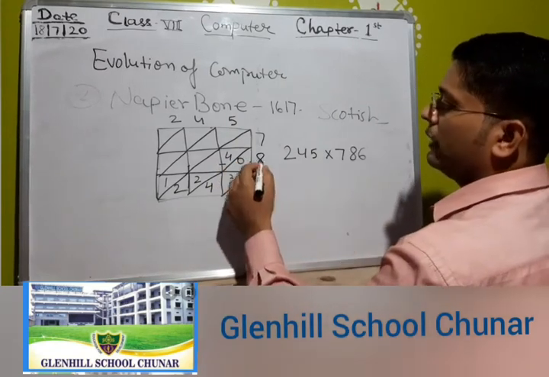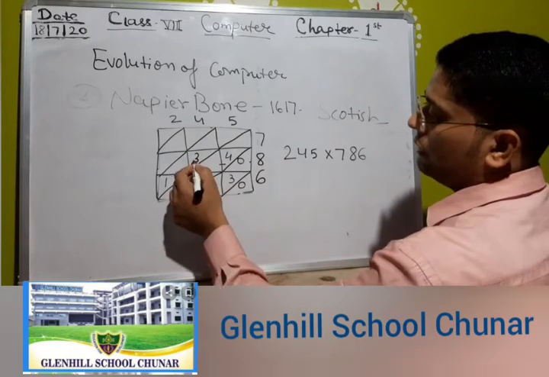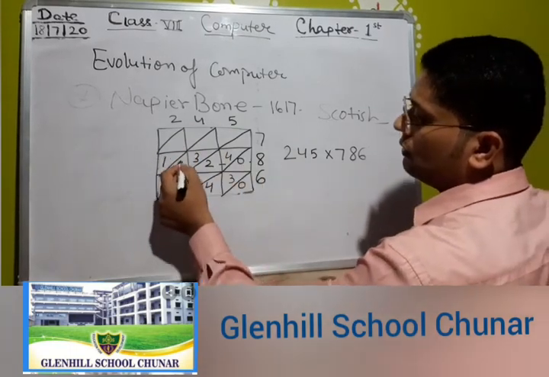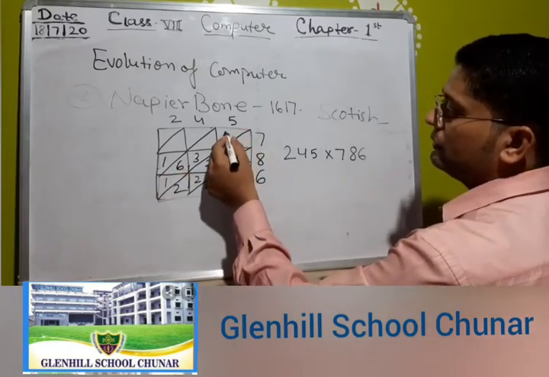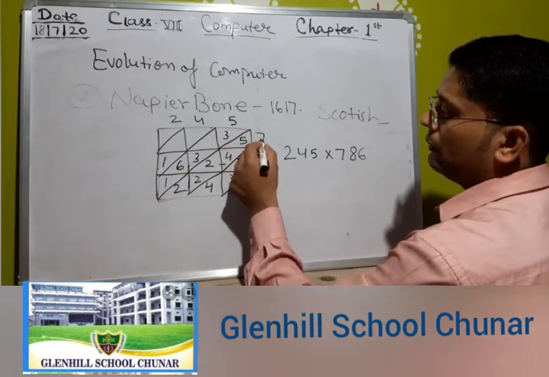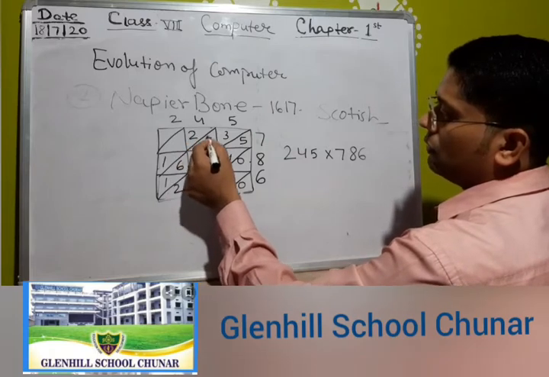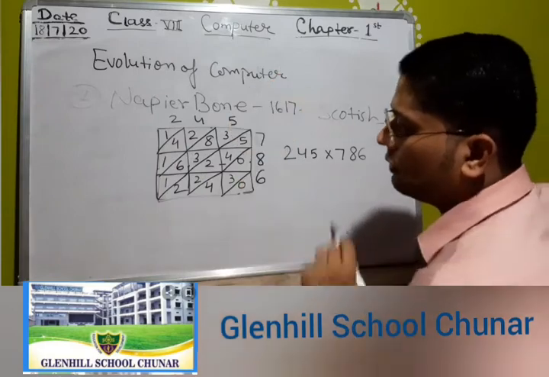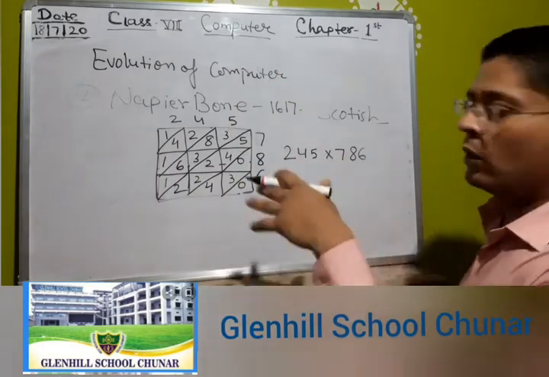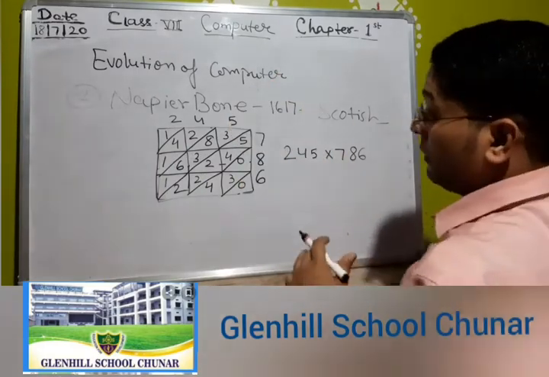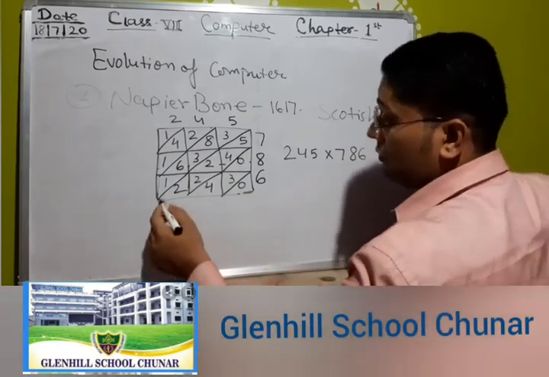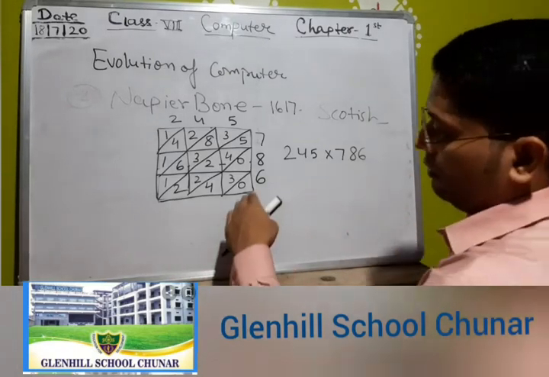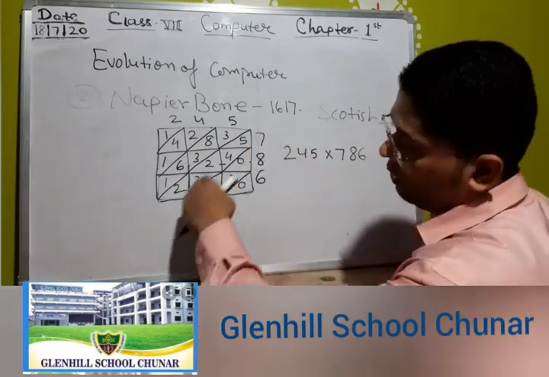Okay, and 8 4s are 32, 3 here, 2 here, and 8 2s are 16, and 7 5s are 35, and 7 4s are 28, and 7 2s are 14. Okay, you fill all the boxes, and then after, what is your work? Addition of all columns wise.